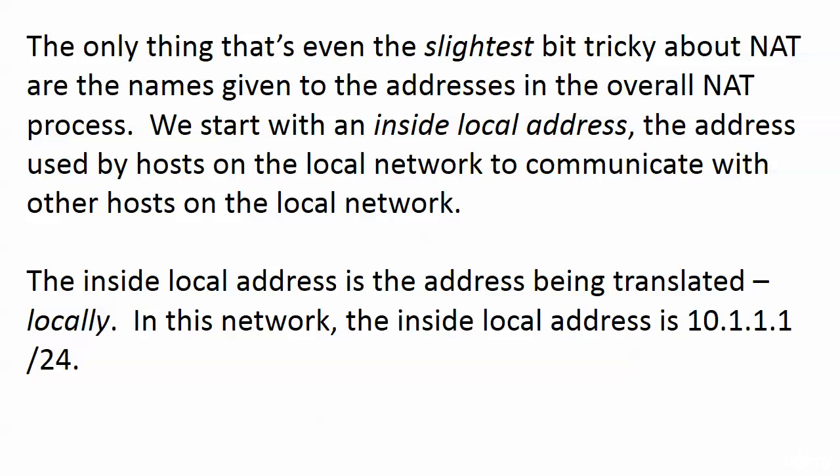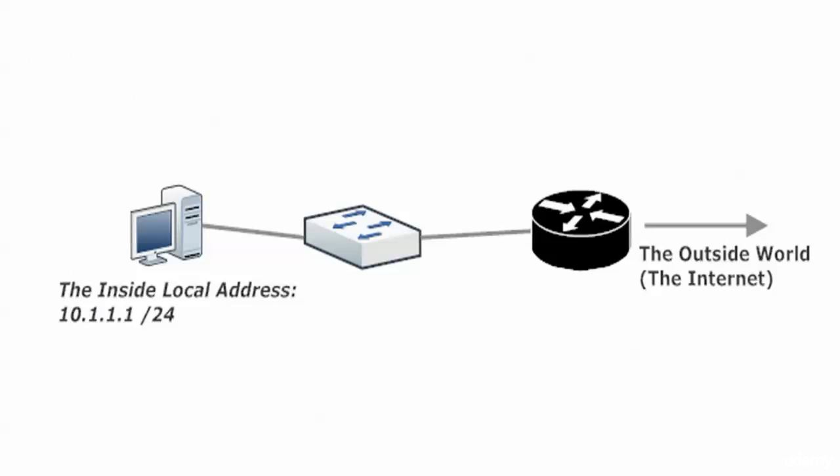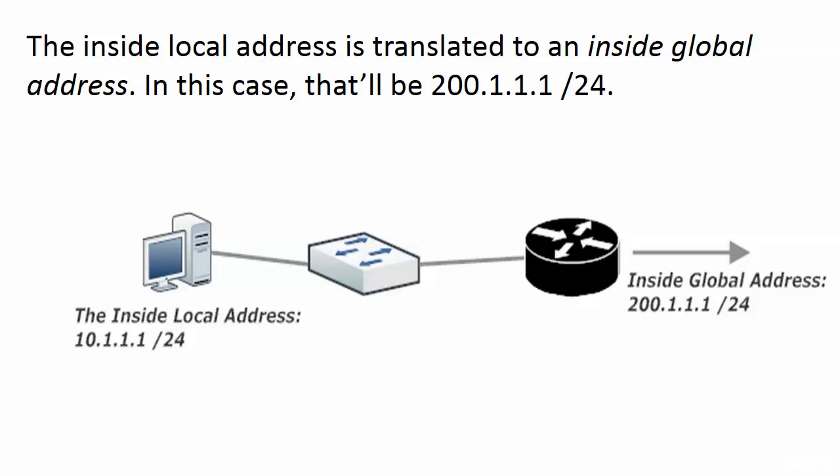It's the address used by hosts on the local private network to communicate with other hosts on the local private network, and it's being translated locally. It's being translated by a router on our side of the WAN. And in this network, the inside local address, 10.1.1.1/24. No problem, right? Well, inside global is the next address up. And once that address is translated by our router, then we have our inside global address. And in this case, I just pulled an address out of my hat, 200.1.1.1. The address has been translated, and that gives us our inside global.